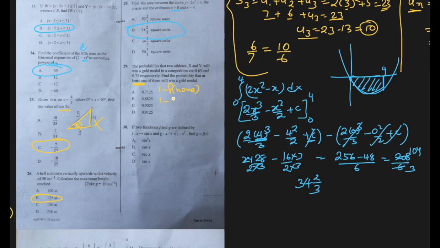So 1 minus probability of X prime multiplied by probability of Y prime. Prime means they don't win. X does not win, Y does not win, both of them don't win. That case we will remove. That will ensure that at least one of them wins. So 1 minus, X prime will be 1 minus 0.65, which is 0.35, multiplied by 0.25, because 1 minus 0.75 is 0.25. Just multiply this. Let me use my calculator.